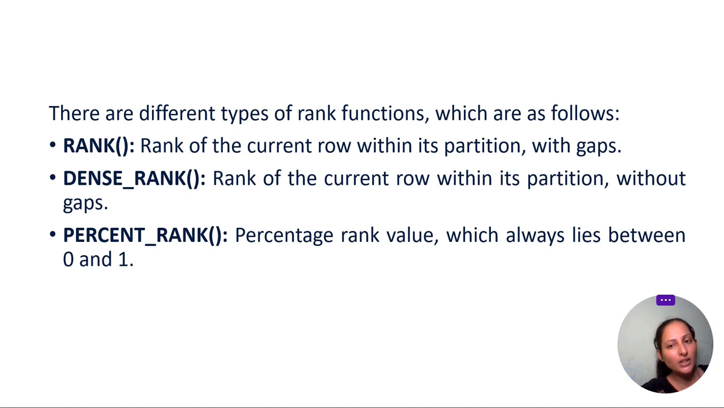Rank gives the rank of the current row within its partition with gaps. This means if we are using the same rank for three rows, then at the fourth row it will take the fourth rank: 1, 1, 1, 4 and 5. But in dense rank, if it is giving rank 1 to three rows, for the fourth row it will take the second rank. So it is the rank of the current row within its partition without gaps, whereas rank does not consider the second and third numbers. This is the main difference between rank and dense rank.